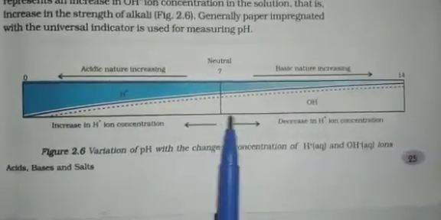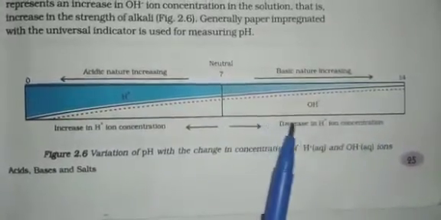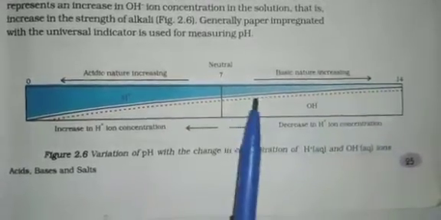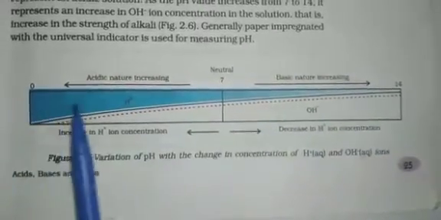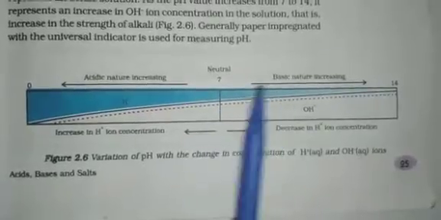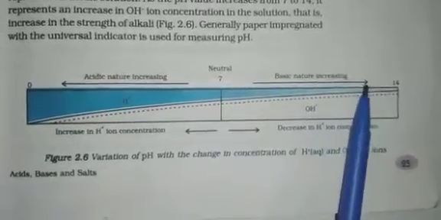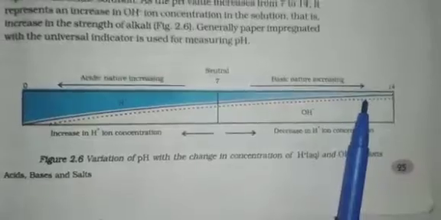And from 7 to 14, the H plus ion concentration decreases. Here you can see the blue color, where the H plus ion concentration is high, and if it keeps on going, the H plus ion concentration will decrease, right?